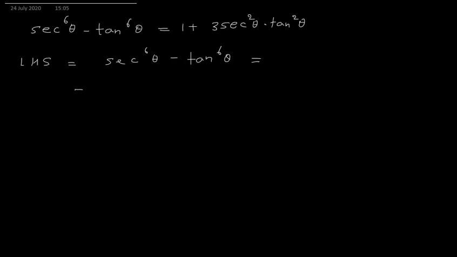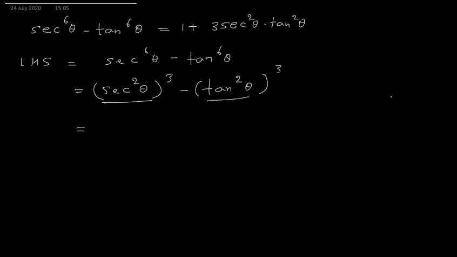here let me write here, this is equals to, I will write this as sec square theta the whole power 3 minus tan square theta the whole power 3. So a cube minus b cube, this is of the form of a cube minus b cube. If I consider sec square theta as a and tan square theta as b, so this will be a cube minus b cube. So a cube minus b cube is a minus b.